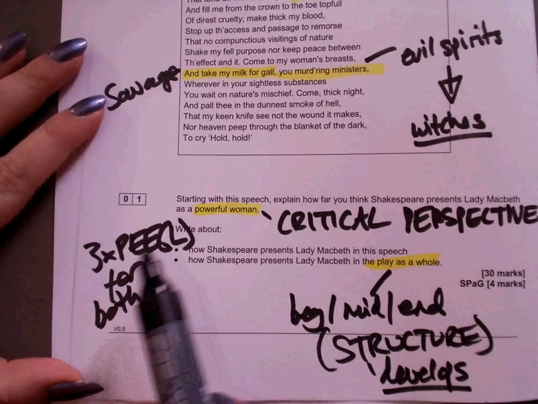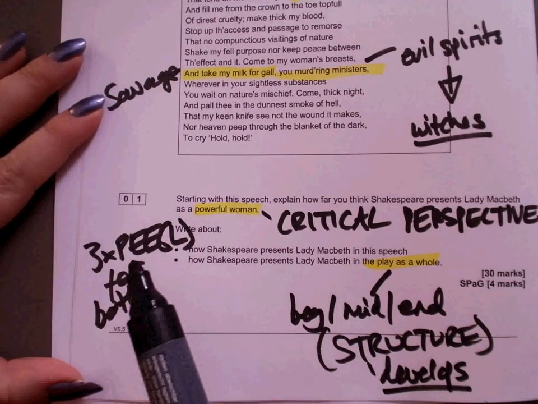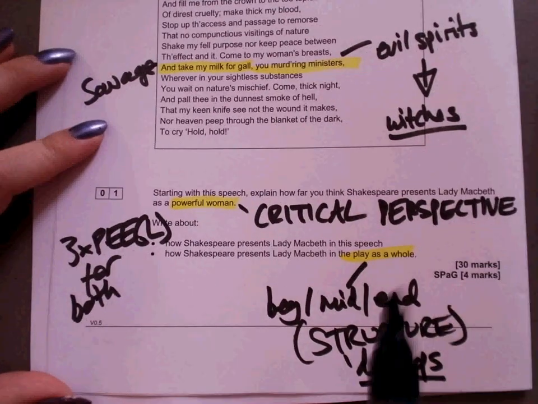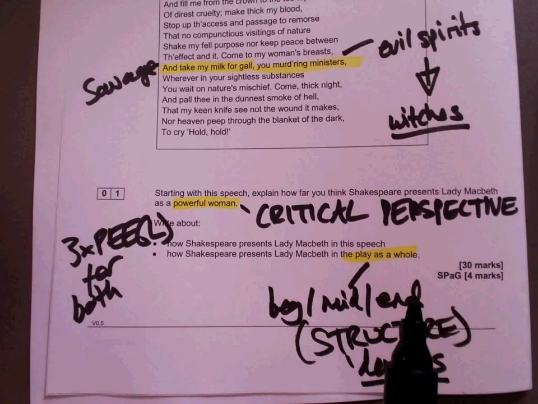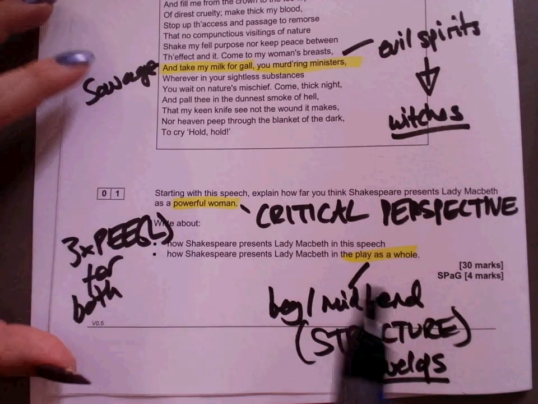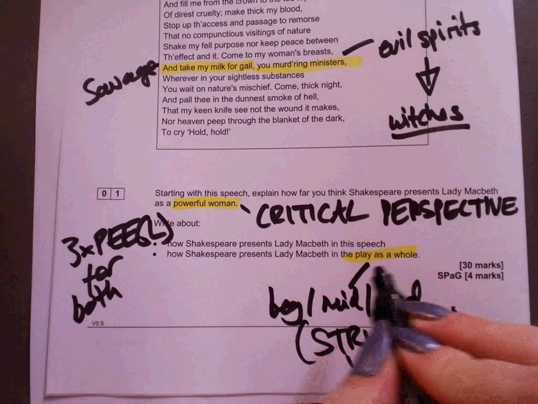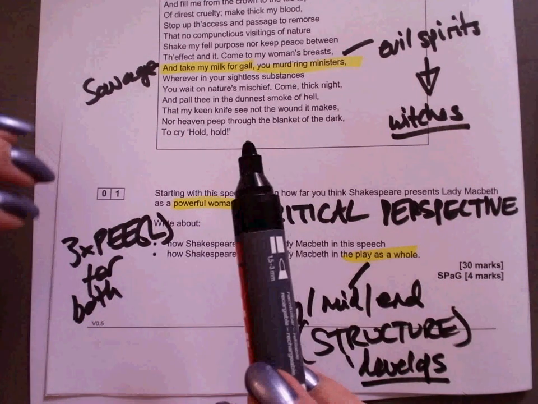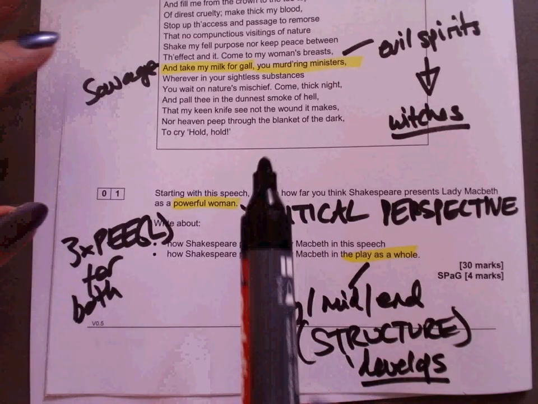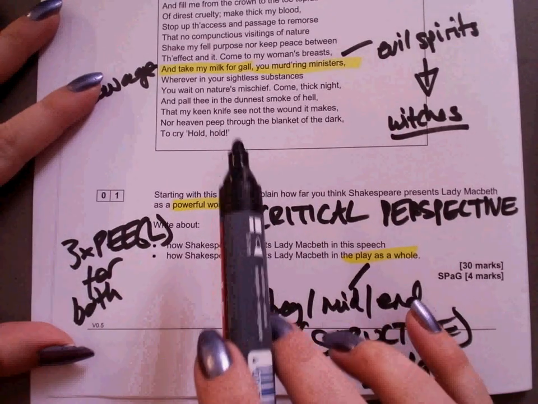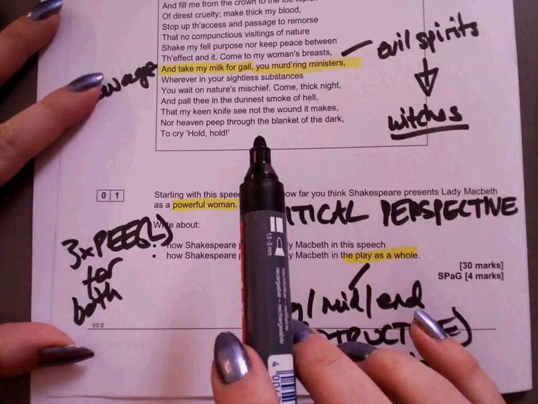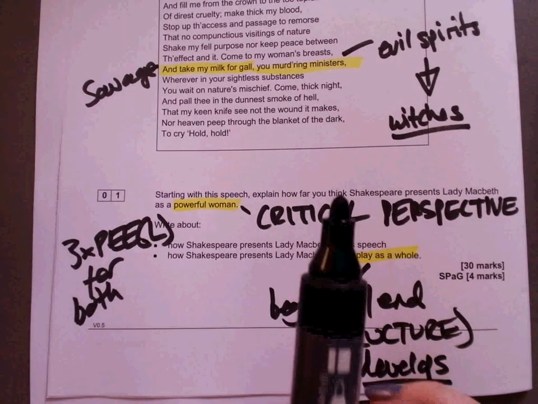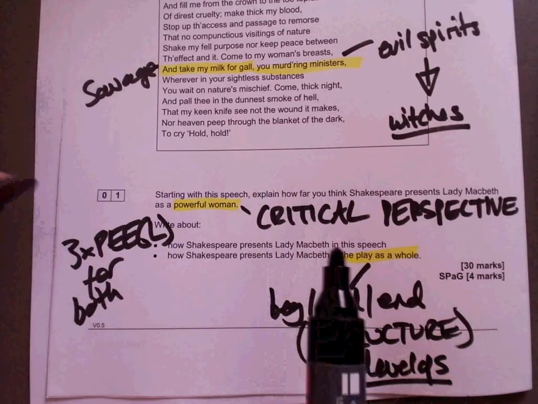Now, you may struggle with the time to do 3 PEEL points for each. Definitely try to do 2 if you're struggling for time. Make sure you've got a couple of different points that you're going to talk about. But just to remind you that when it's talking about the rest of the play as a whole, you might refer to something that is a few lines further on from this. So you might decide to think about later in Act 1, Scene 5, when Macbeth arrives home and she's telling him, we're going to kill Duncan, leave everything to me.